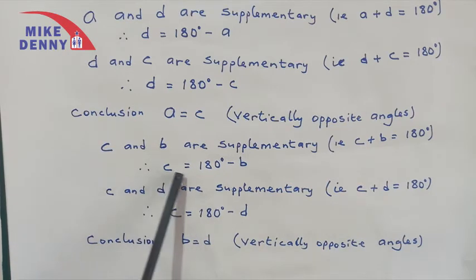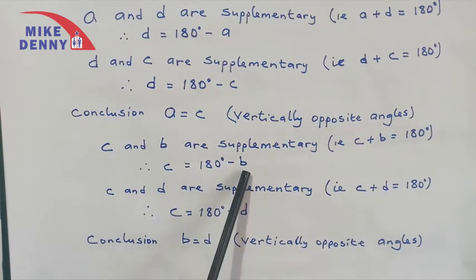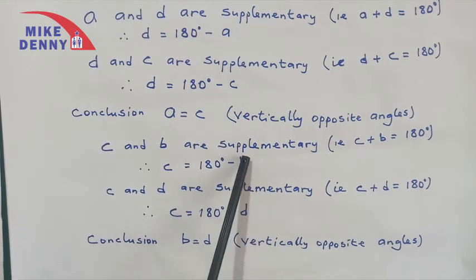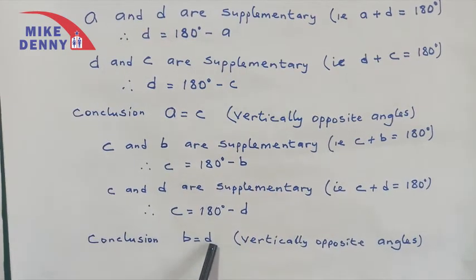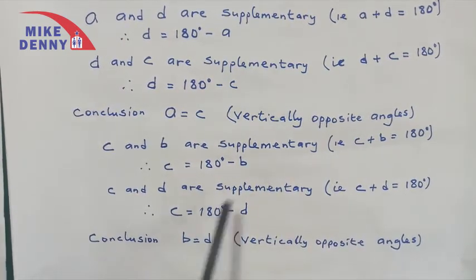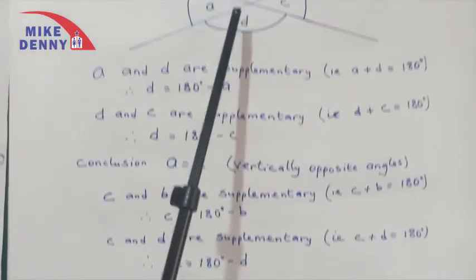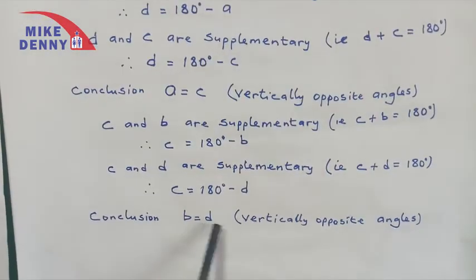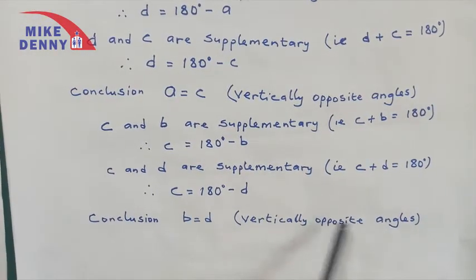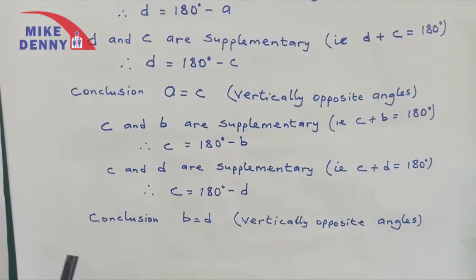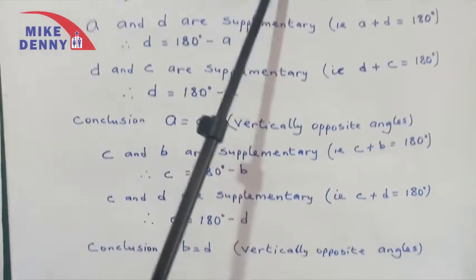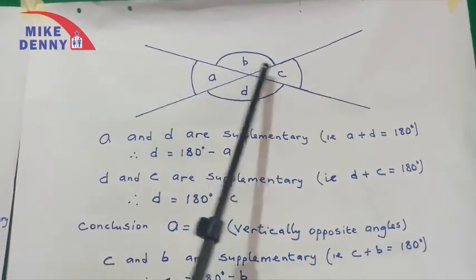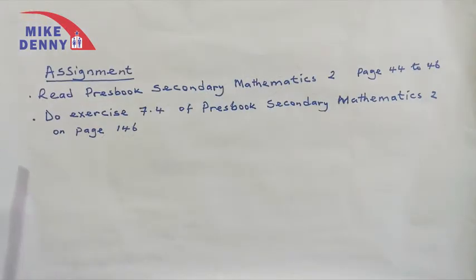Again, if C equals 180 degrees minus B, and the same C is the same as 180 degrees minus D, it will mean that B is the same as D. That's the conclusion. B is the same as D. This B should have the same size as D. Such angles again are known as vertically opposite angles. So, vertically opposite angles are very easy to identify. They are always equal.